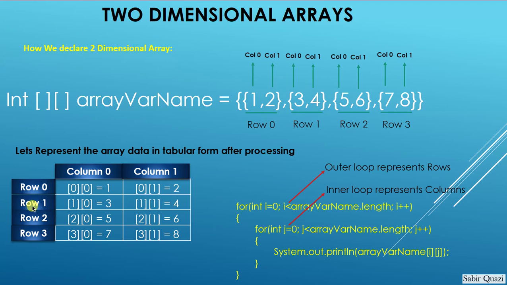Now see row number 1. This block represents row number 1 and column number 0, which has the value 3. Then in row number 1 and column number 1 we have the value 4. So we have created one table. After processing this two-dimensional array, we get these values. I hope you have got at least something from this theoretical session. This way we have seen theoretically how arrays work.